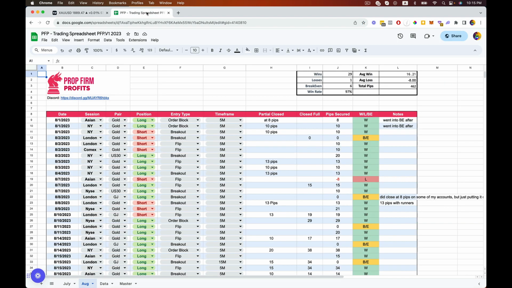So far, just a quick update on my trades this month. We are getting a really good month actually. We have 29 wins, 1 loss, 6 break even. So that's around 97% win rate for the trades that I had called out in my Discord group.